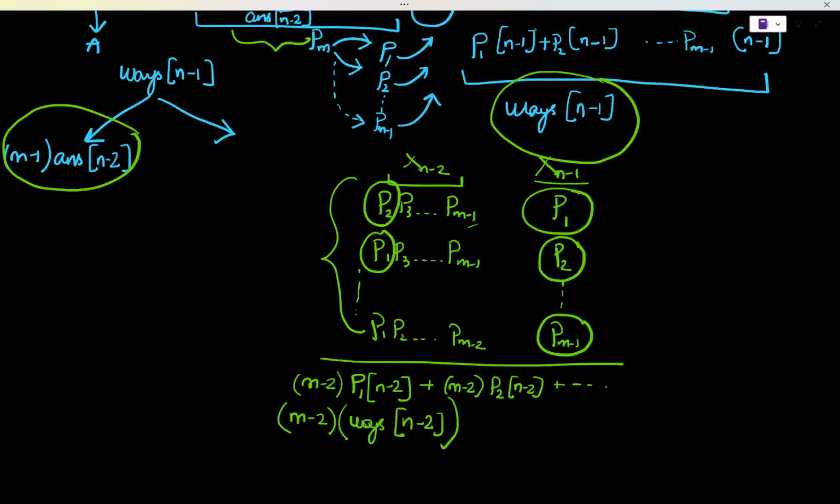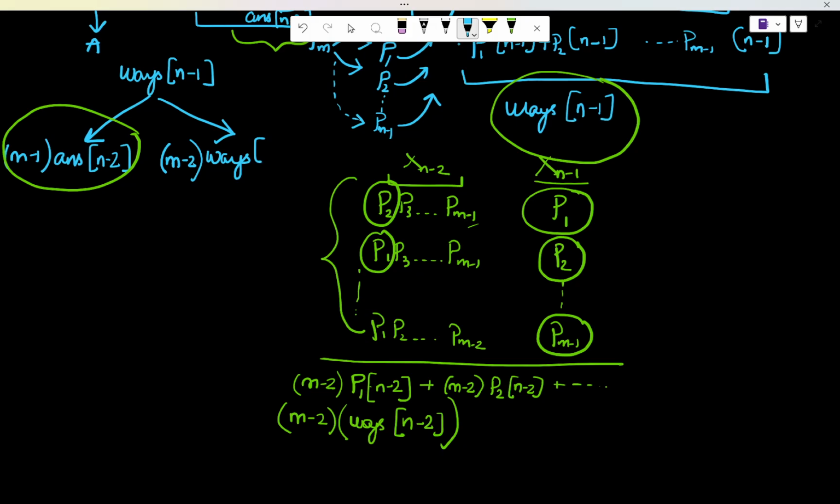So when we add the contributions at n minus 2 from P1, P2 up till P of m minus 1, we can take m minus 2 common. And the remaining part, P1 at n minus 2 plus P2 at n minus 2, so on and so forth, we have already defined a general variable, right? So the contributions from P1, P2 up to P of m minus 1 at any given position after any number of passes, it's basically a variable called ways. So that is ways of n minus 2. So hence, here we have m minus 2 times ways of n minus 2.